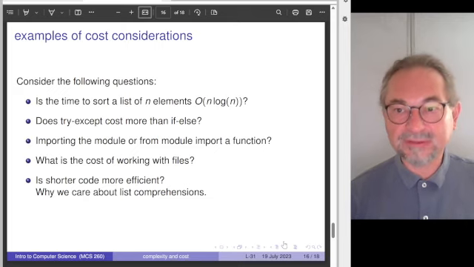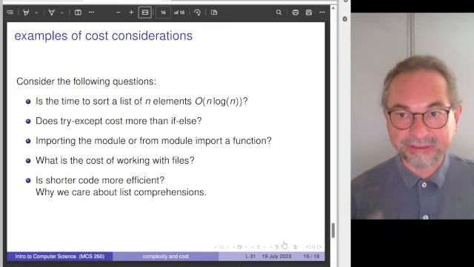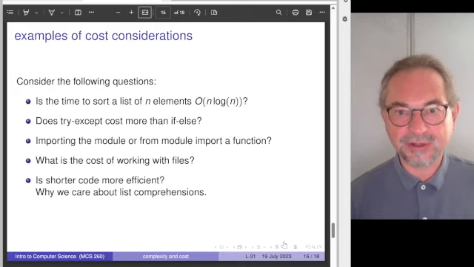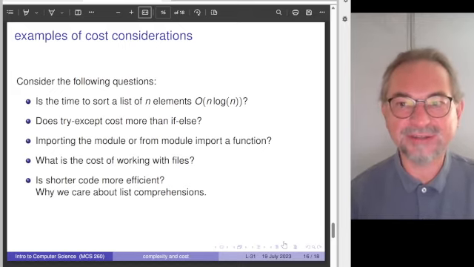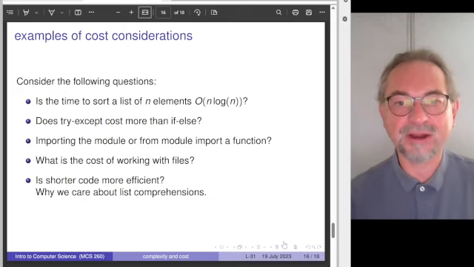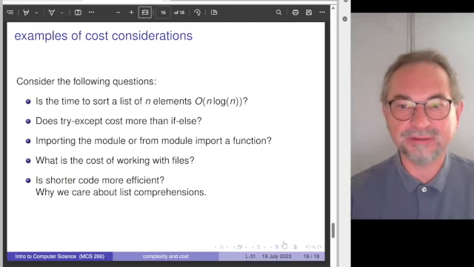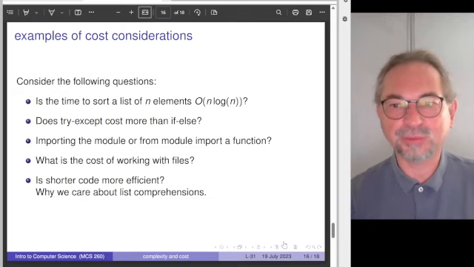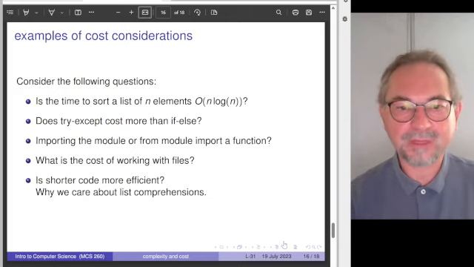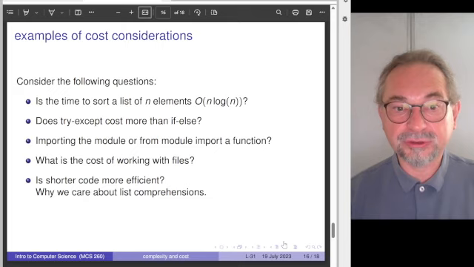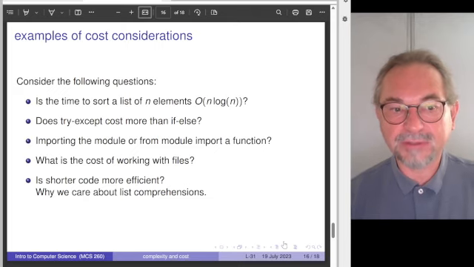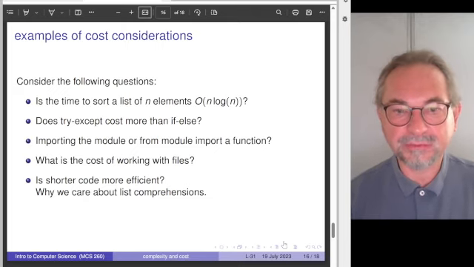working with files is working with persistent data. So make backups on disk. So do checkpointing if your program runs for a very, very long time. What's the cost of that? Is it really so that if you always write to disk, then your program becomes really slow? Do we care about shorter code? Why do we care about list comprehensions, for example?